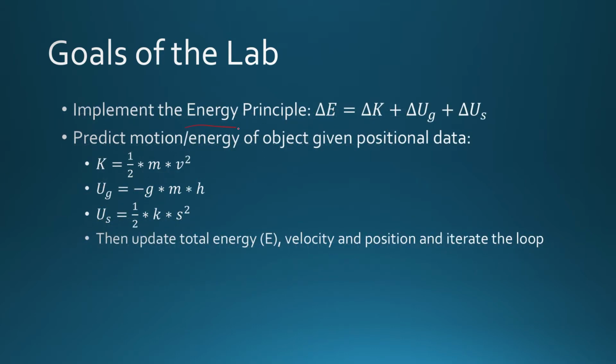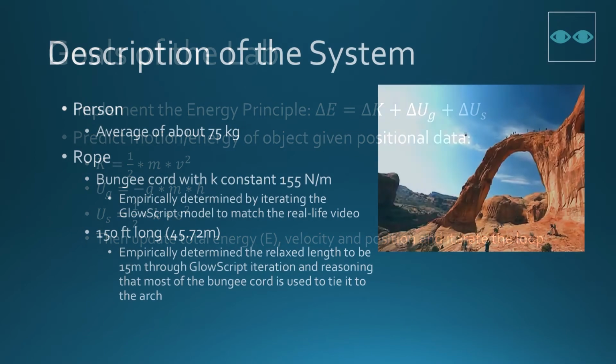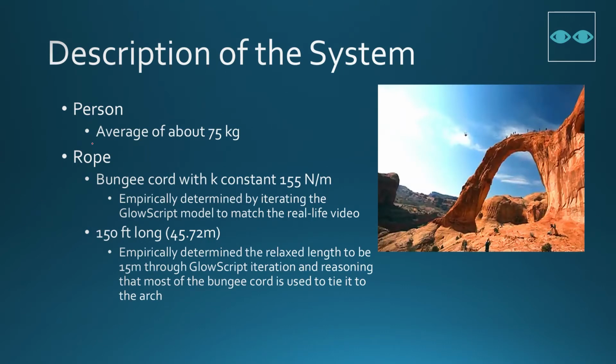As I mentioned, we will be using the energy principle to ensure that the principle itself is satisfied throughout the entire time interval. As for our system, I used the mass of an average person according to Google of about 75 kilograms. The person will be hanging attached to a rope, which I determined to have a K constant of about 155. I empirically determined that by iterating the GlowScript model to match the real-life video, in order to match the model that they show in the video. I also determined that it was 150 feet long because that is what they said in the video.